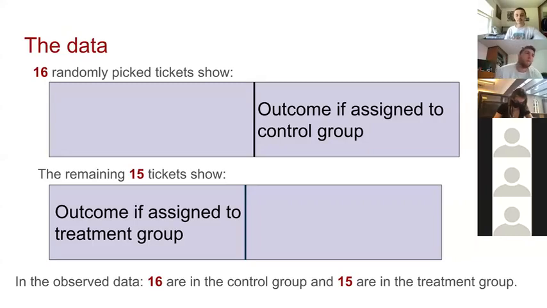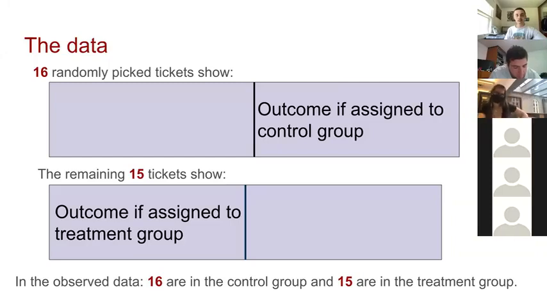So what happens in our study is that among 31 subjects, 16 were randomly picked to go to the control group, and the remaining 15, whoever were not picked, were assigned to the treatment group. So in the observed data, 16 are in the control group and 15 are in the treatment group. Since 31 is an odd number, you just do your best to divide it evenly.